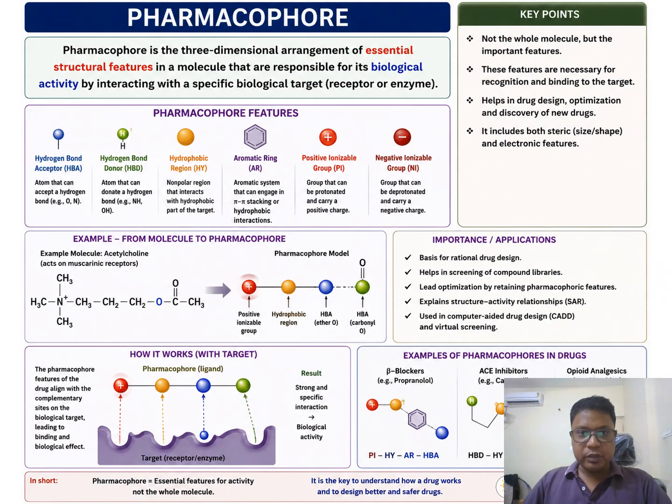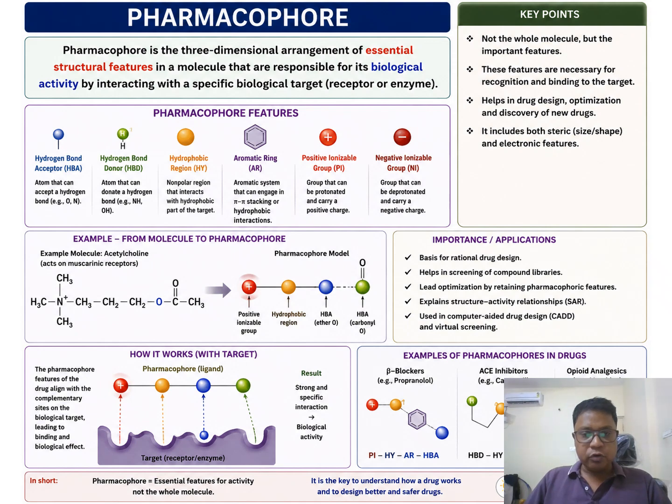So today I'm going to discuss some general terminology used in pharmaceutical chemistry. So first, let us discuss what a pharmacophore is. A pharmacophore is the three-dimensional arrangement of the essential structural features in a molecule that are responsible for its biological activity by interacting with a specific biological target, namely receptors and enzymes.